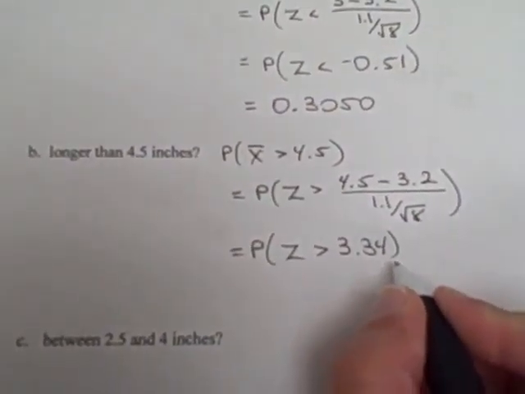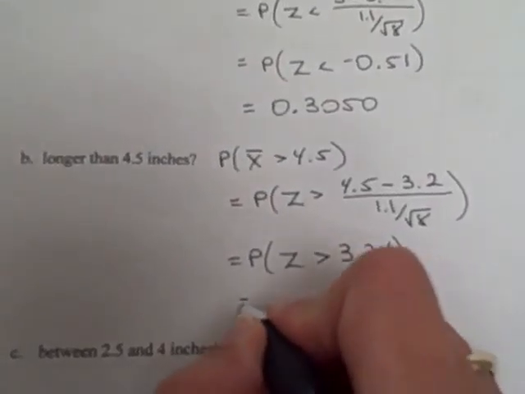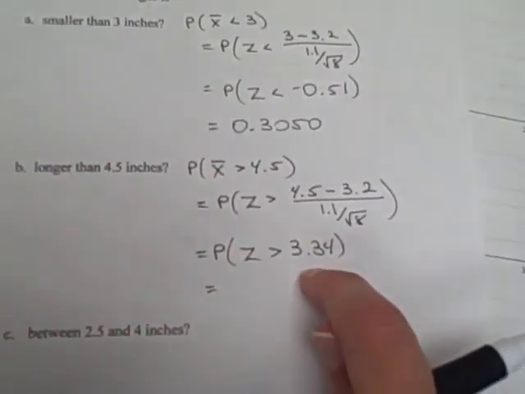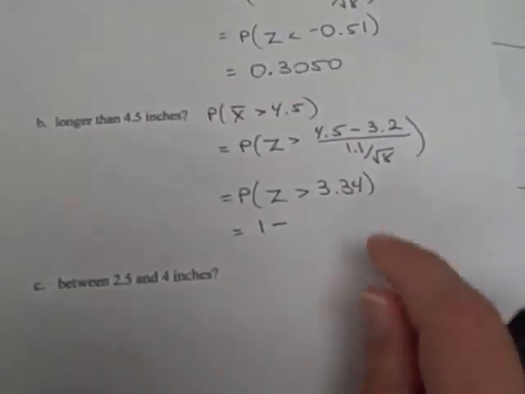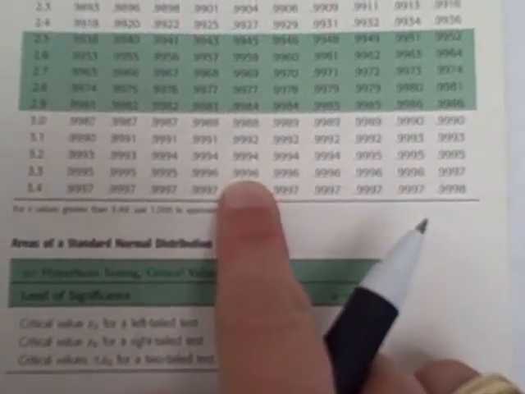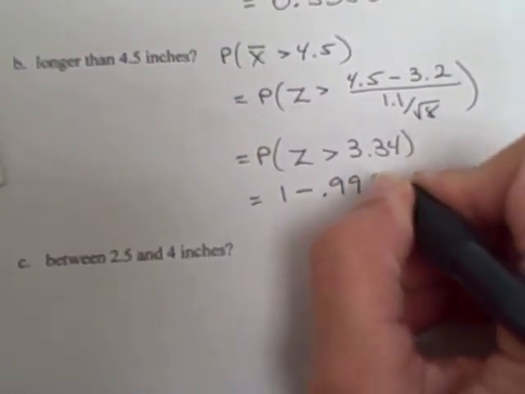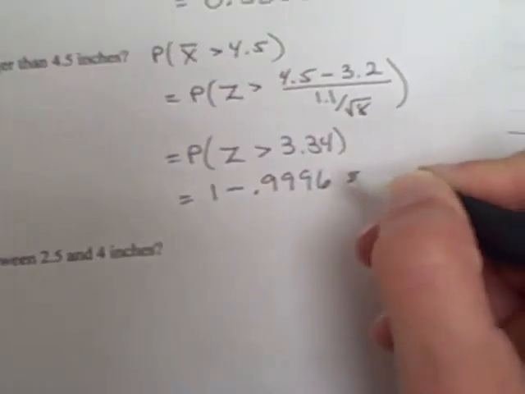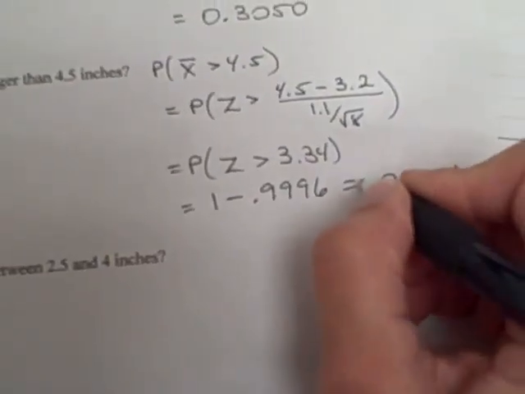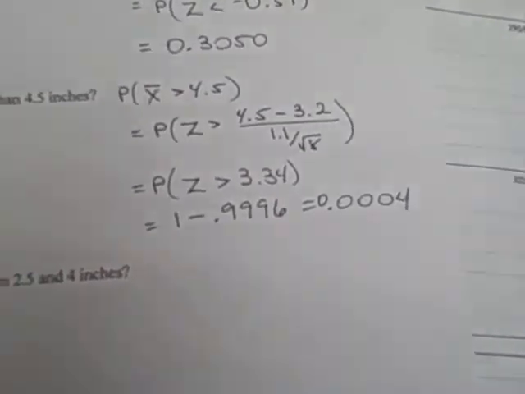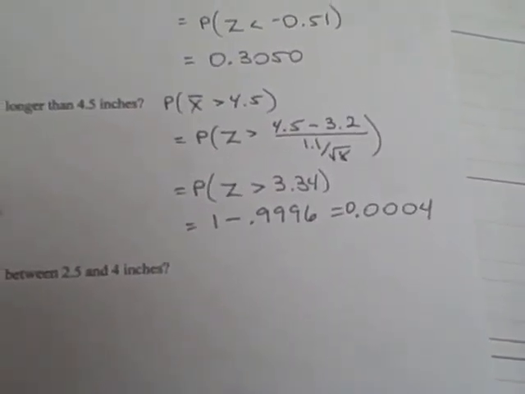This is an area to the right. When I look up 3.34, I'm going to get area to the left. So I have to do 1 minus whatever that is to get area to the right. So 3.34 is 0.9996. So 1 minus 0.9996 is 0.0004. All right.